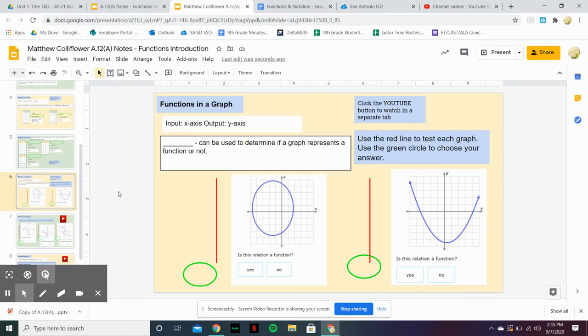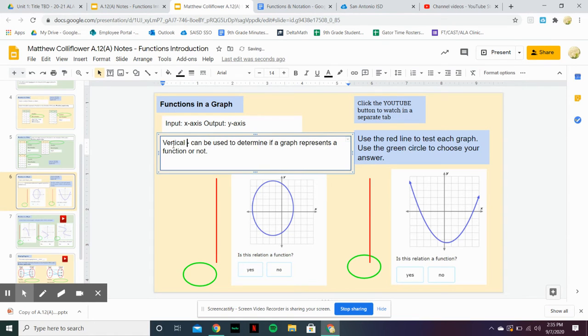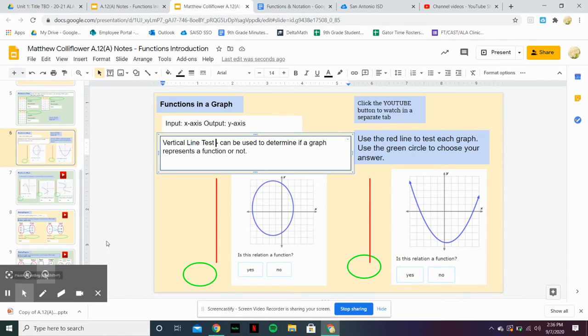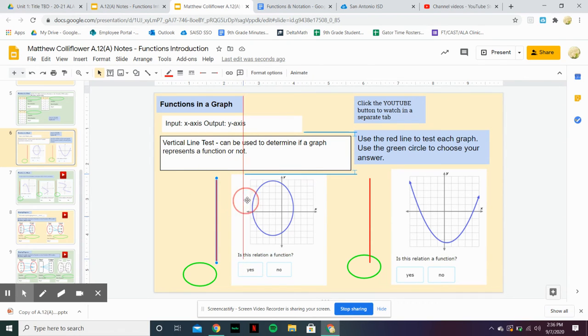When we are trying to decide if a graph represents a function or not, we get to use a trick called the vertical line test. When we do the vertical line test, we take a vertical line such as this red one here and we run it along the x-axis.